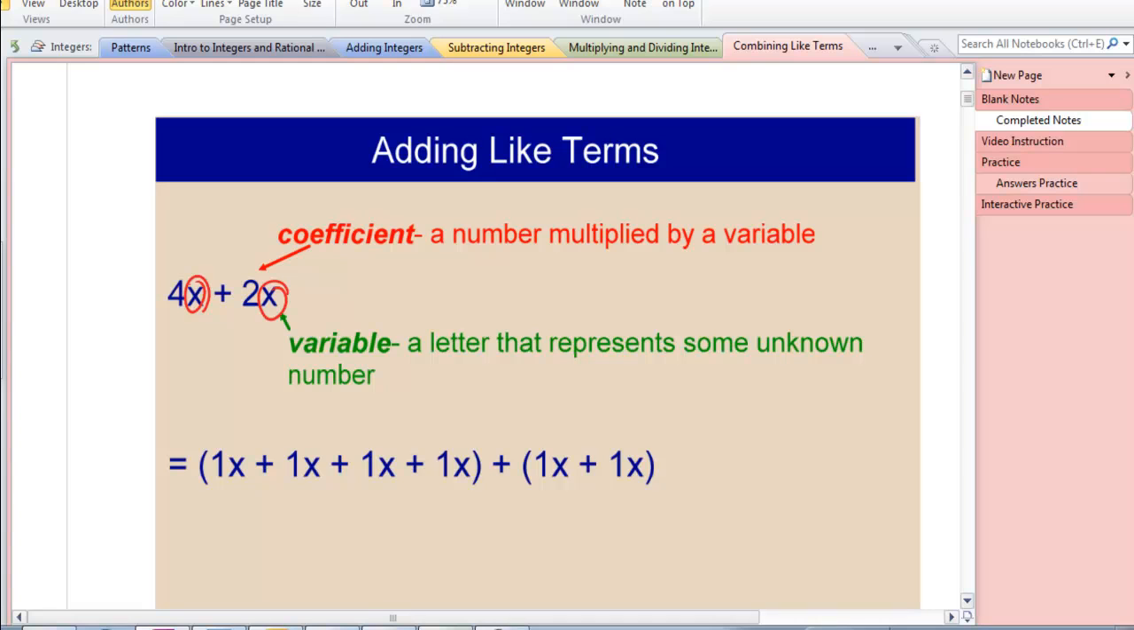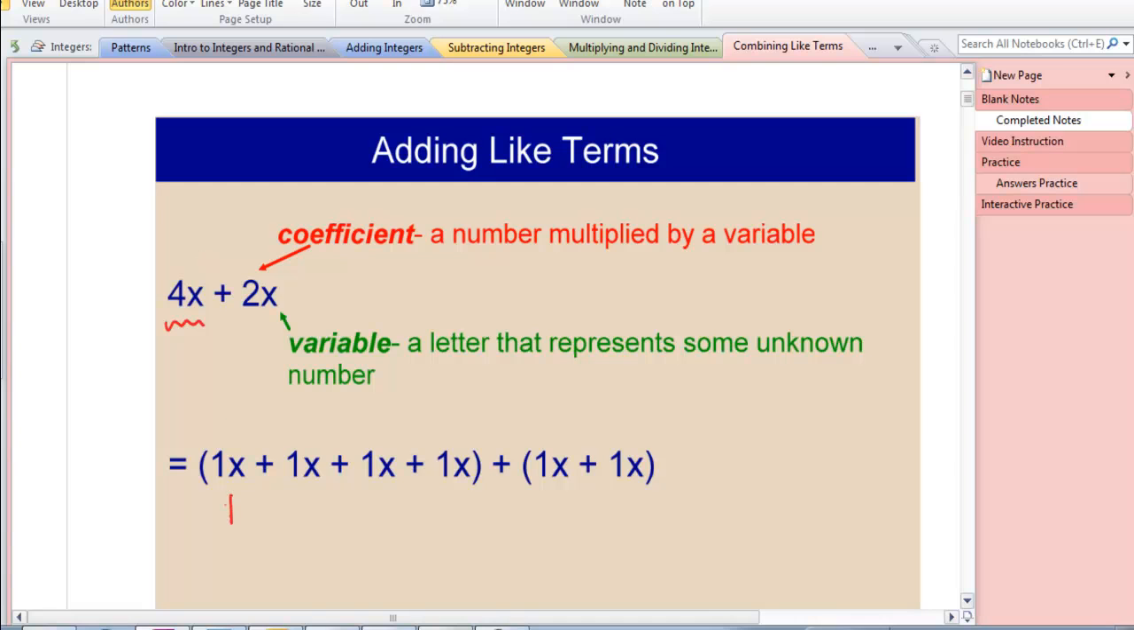If you have the same variable, then they represent the same number. You just don't know what the number is. So in this case, x and x represent some number and the same number. If I had 4x plus 2y, x and y would represent two different numbers that I don't know. And 4 and 2 would still be considered coefficients. So what 4x actually means is that I have 4 of some number that I don't know.